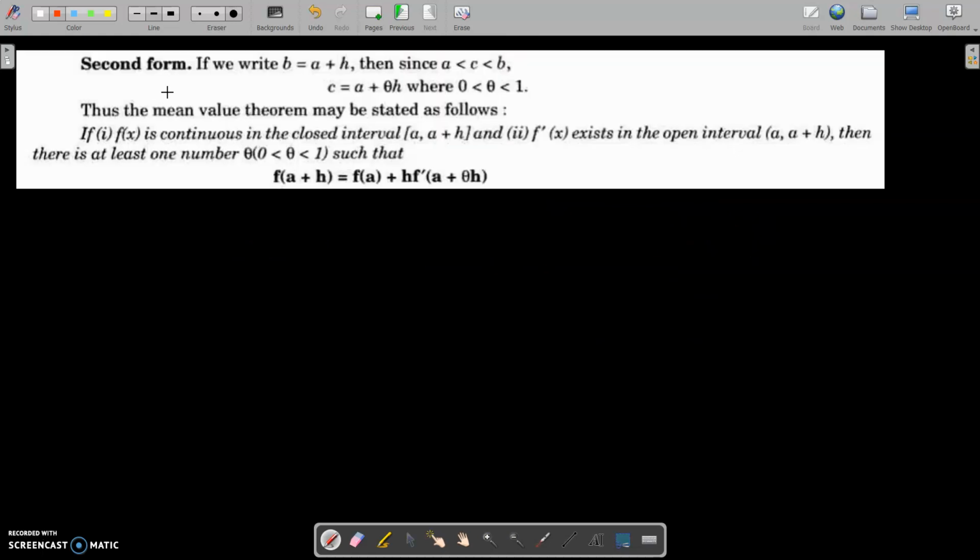Next is the second form of Lagrange mean value theorem. If we write b is equal to a plus h, what was our Lagrange mean value theorem? Its result was f dash c equal to f of b minus f of a divided by b minus a. Okay, so here, instead of b, what was it?